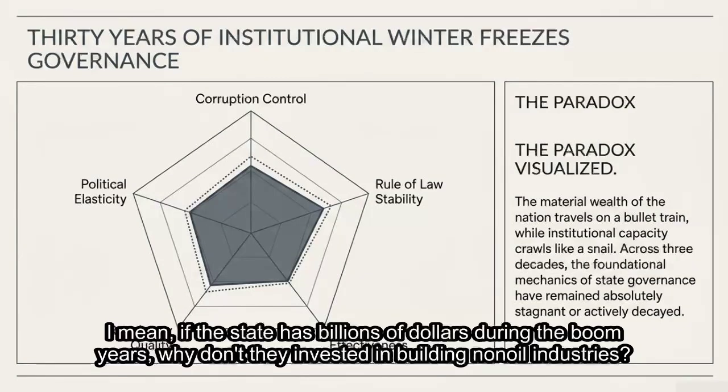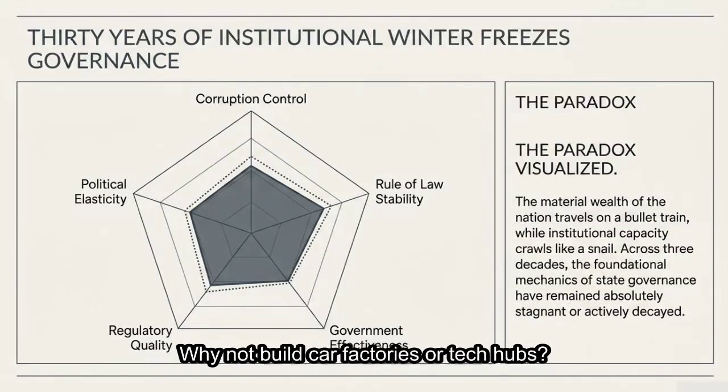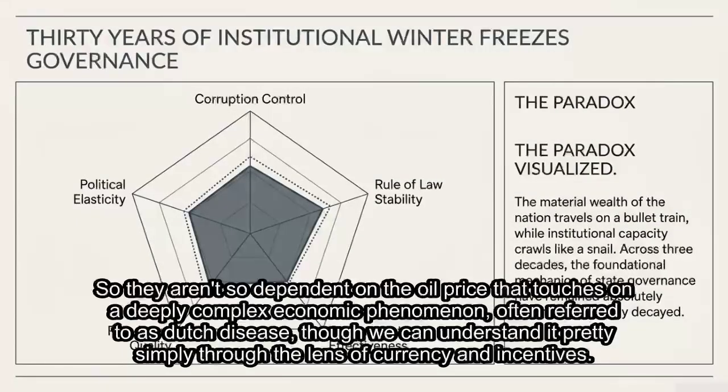So why not just build those shock absorbers? I mean, if the state has billions of dollars during the boom years, why don't they invest it in building non-oil industries? Why not build car factories or tech hubs so they aren't so dependent on the oil price?